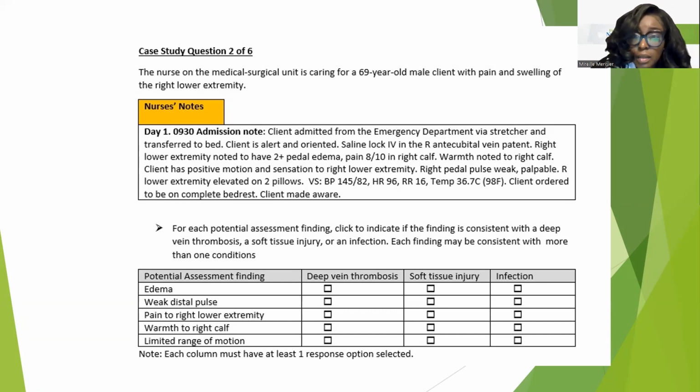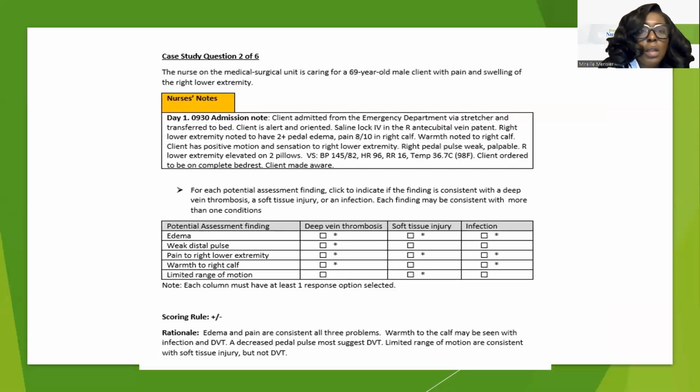When do I see edema? Okay, DVT, soft tissue, and infection. When do I see weak pedal pulses? So this is pretty much the differential diagnosis. They're testing to see, do you understand signs and symptoms of different conditions, different issues? Next generation is all about critical thinking. Okay, so let's work our way through. So it's very important when you guys are studying, you pay attention to signs and symptoms.